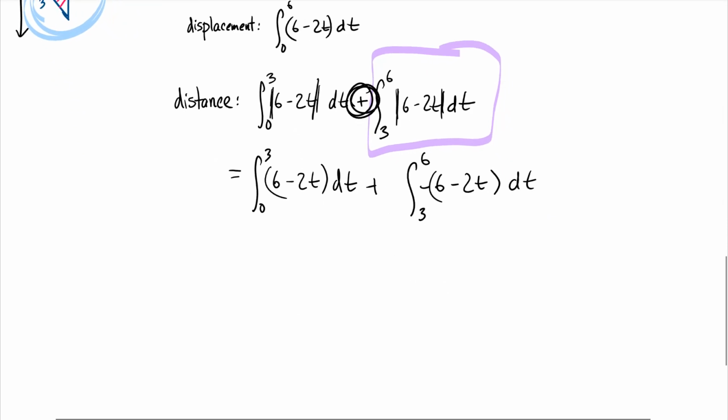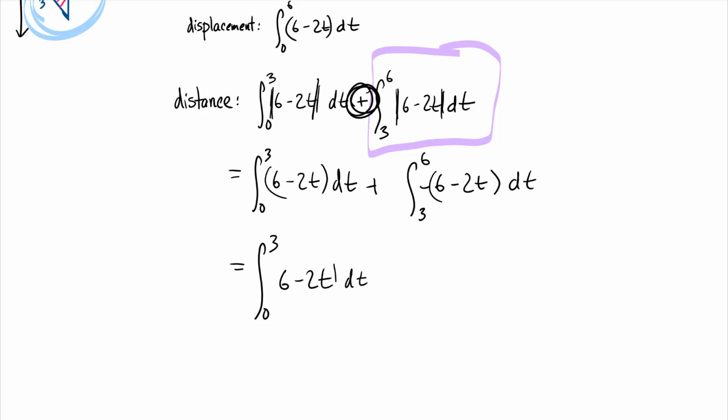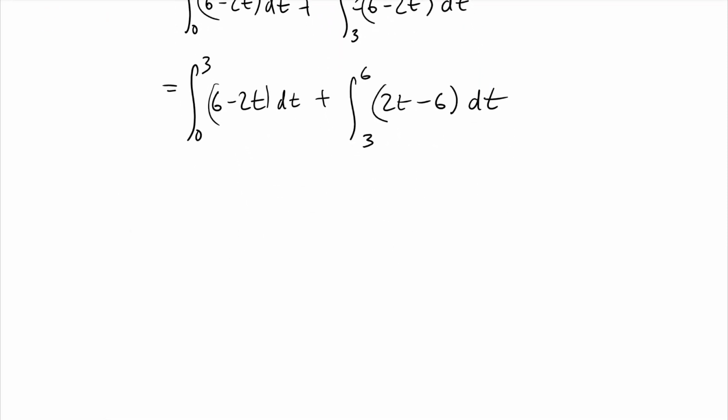So let's run through it. I would definitely want to do this by geometry typically. So maybe we look at it like this, and we leave the plus sign. Well, let's distribute that negative in, and now we can say it's 2t minus 6 dt. Now let's finish up the problem. See how tedious these problems are?